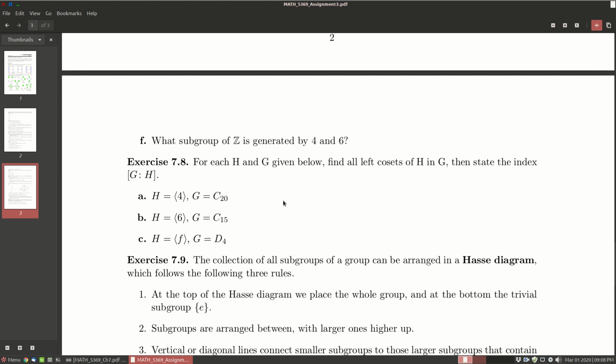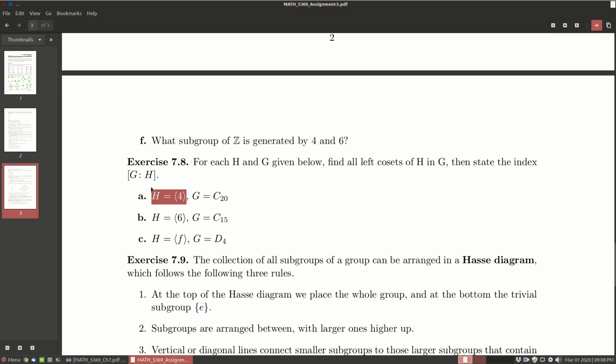Okay, well, first of all, what you should probably do is find the index so that you know how many cosets there are. So what do I mean? If H is the forward orbit of 4 in C20, then you need to figure out what that subgroup is. So what is it? It's 0, 4, 8, 12, 16, 20, which is equal to 0. So 0, 4, 8, 12, 16. So there's 5 elements. So the order of H is 5. The order of C20 is 20. 20 divided by 5 is 4. There are only 4 left cosets.